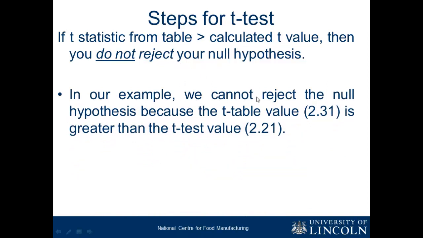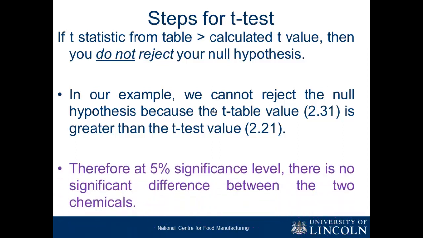In our example, we cannot reject the null hypothesis because the t table value, the one we have from the table, 2.3, is greater than the t test value. The t test value that we calculated is 2.1. So if our t statistic from the table, which is 2.3, is greater than the calculated t value, which is 2.1, which is our scenario, we do not reject the null hypothesis.